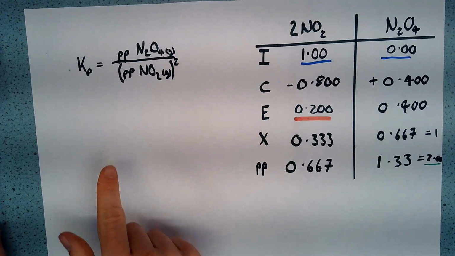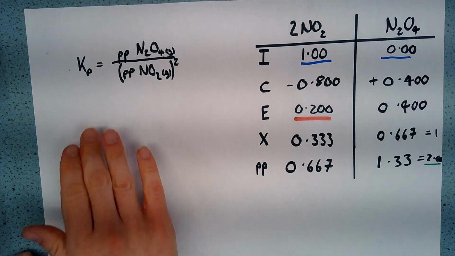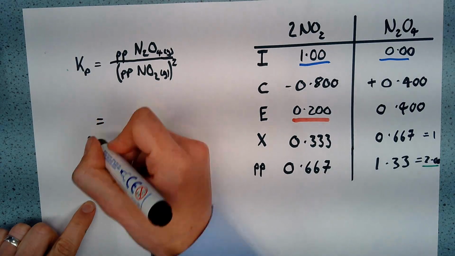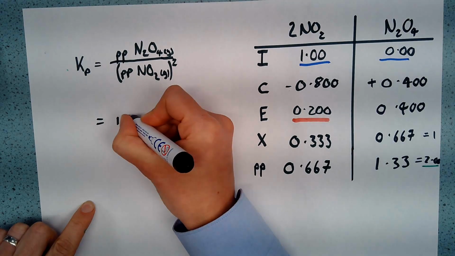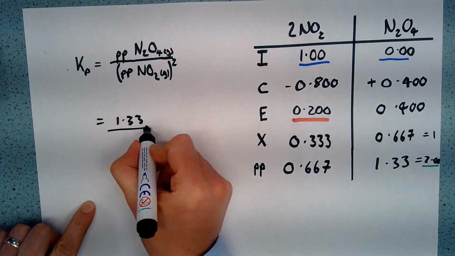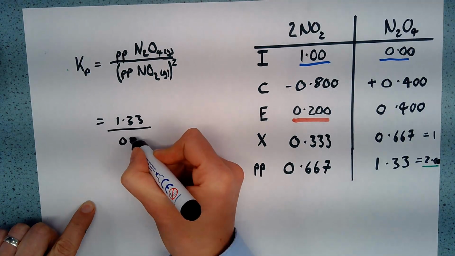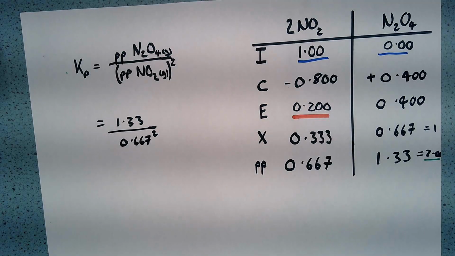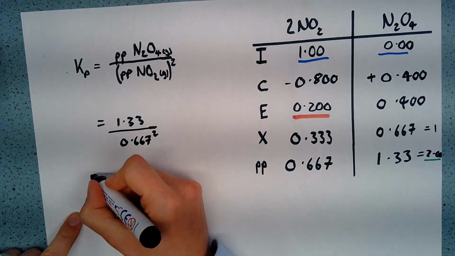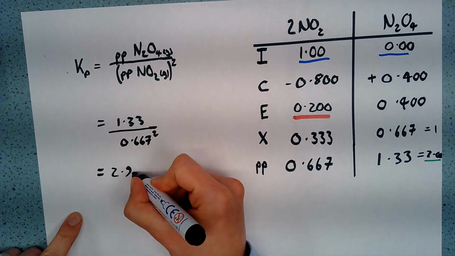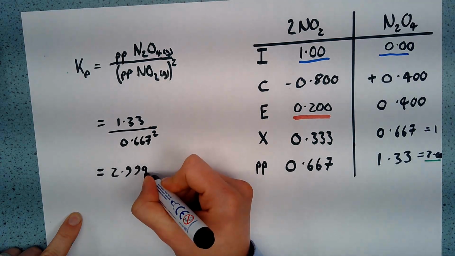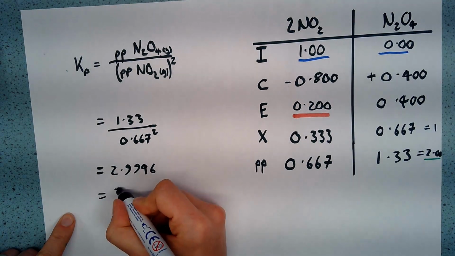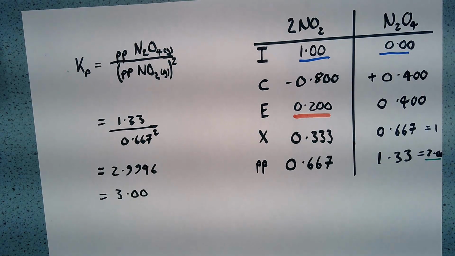Now we're going to use our Kp expression to calculate our value for Kp. We've got the partial pressure of N2O4 is this one. So that's going to be 1.33. We're going to divide that by the partial pressure of this one raised to the power of 2. And when we put that into our calculator, it comes out as 2.9996. That's a 9, honestly. 6. And so that rounds up to 3.00, to 3 significant figures.